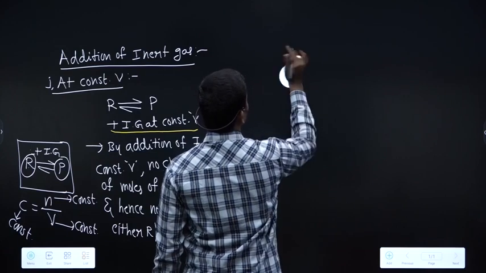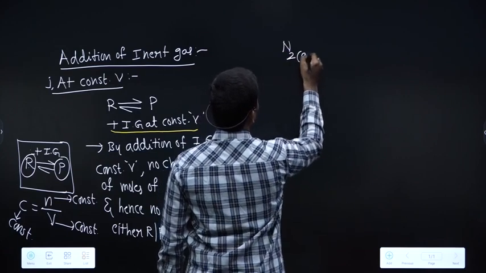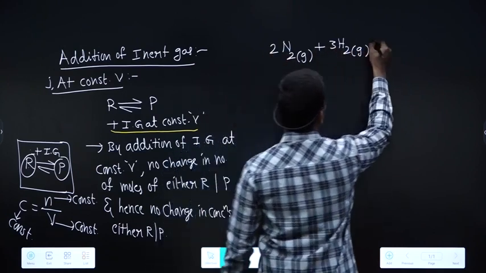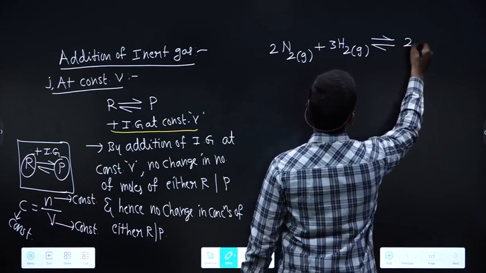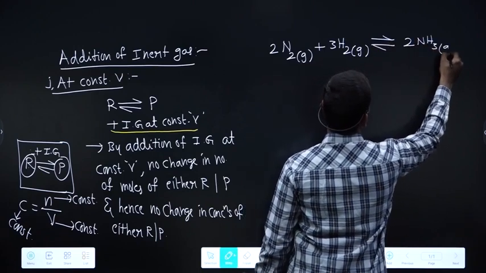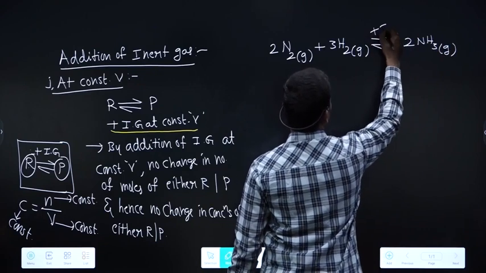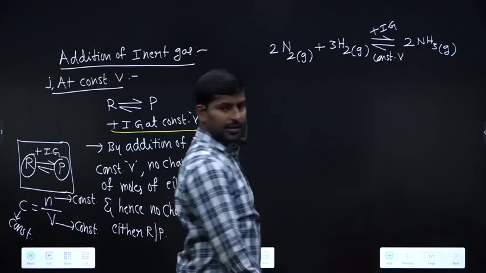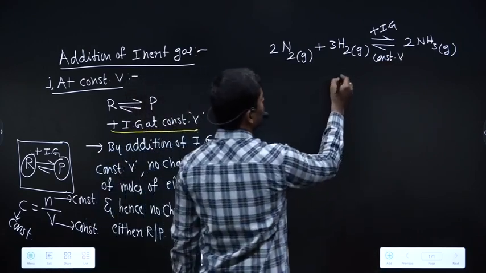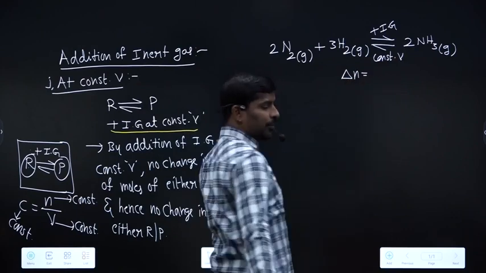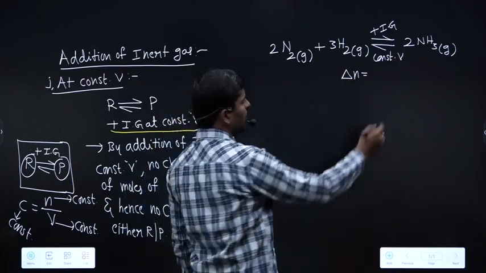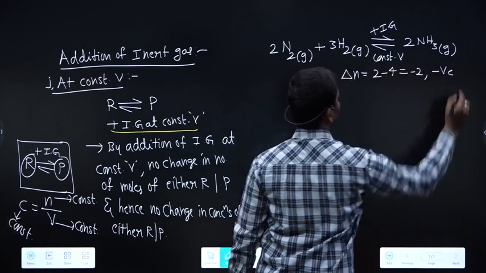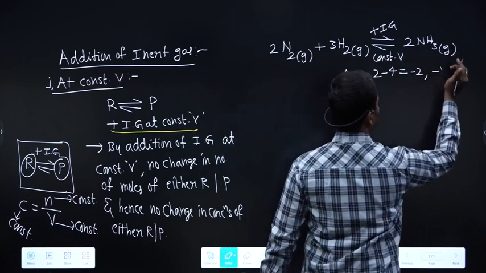So whatever may be the type of reaction, for example, I am taking a reaction like this: N2 gas plus 3H2 gas gives 2 moles of ammonia gas. Okay, we are adding what? Inert gas at constant volume. What about the type of reaction? What about delta n for this reaction? Positive or negative? Negative. 2 minus 4 minus 2, that means negative.